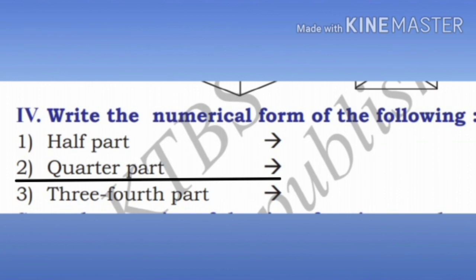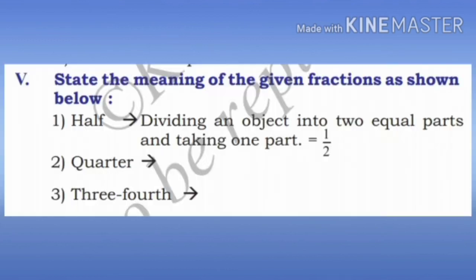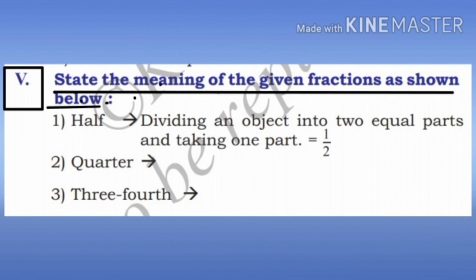Now second one, quarter part. Quarter part means 1 by 4. Write the numerical form 1 by 4. Now third one, 3/4 part means here we write 3 by 4. Now we are going to fifth main. State the meaning of the given fractions as shown below.